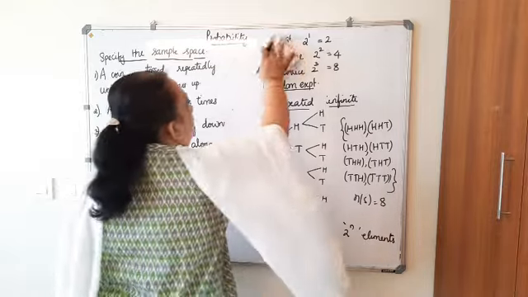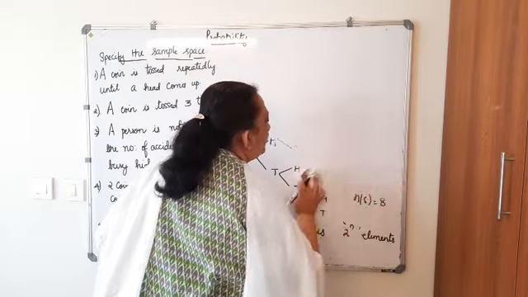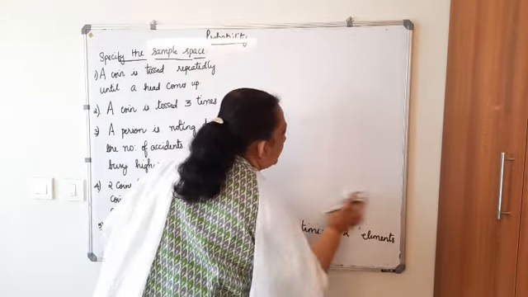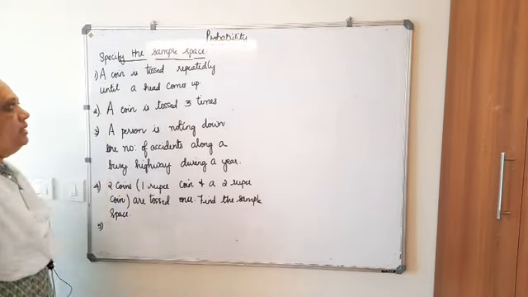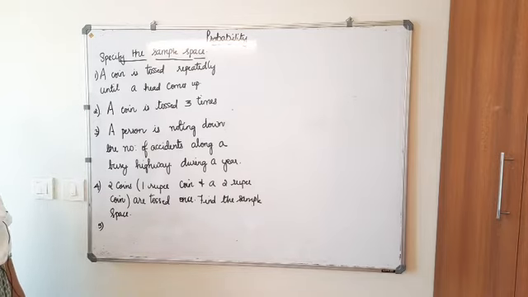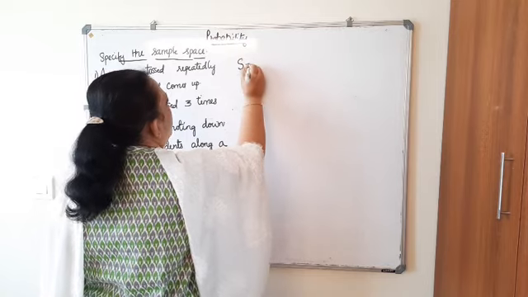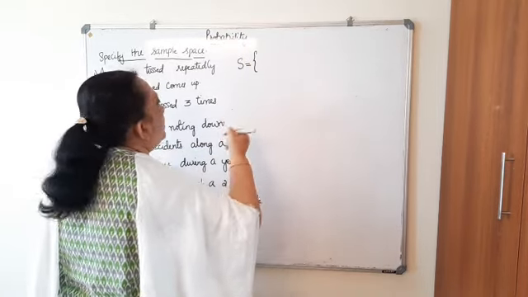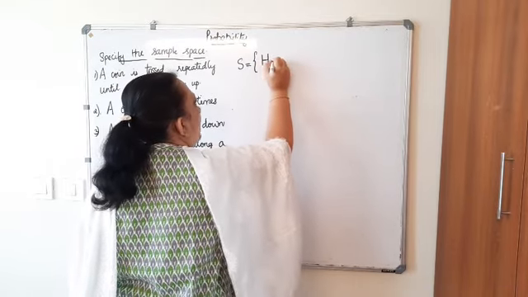Now, let us consider an example. I have written the question on the board. The questions will be given to you later. Let us consider a question. Specify the sample space. A coin is tossed repeatedly until a head comes up. What about the sample space? So, S is equal to: a coin is tossed repeatedly until a head comes up. In the first time itself, you can get a head.